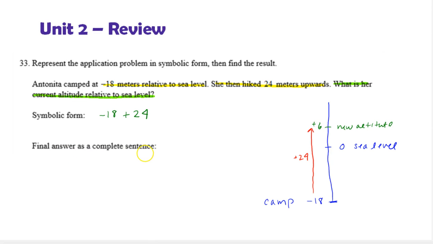So our answer is a complete sentence referring back to the goal. Her current altitude is 6, or we could say positive 6 meters relative to sea level. Okay. And just 6 works as well, but I just wanted to highlight that it's now positive when it was negative. Let's look at the next one.